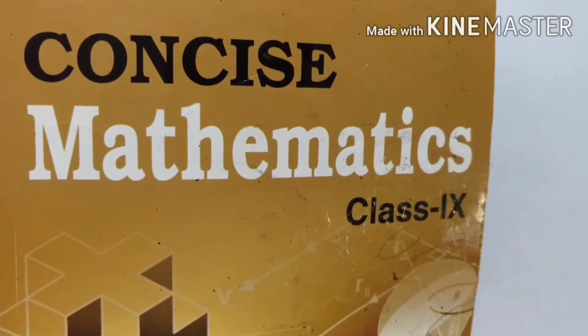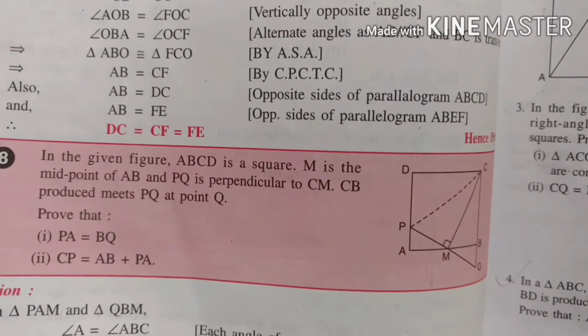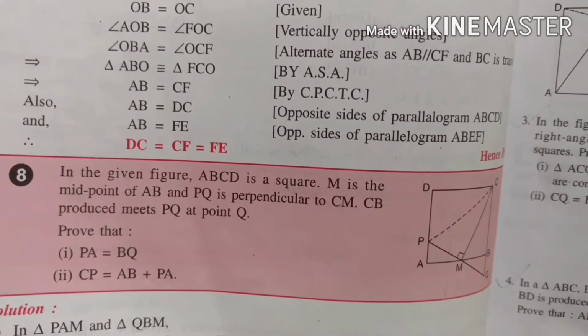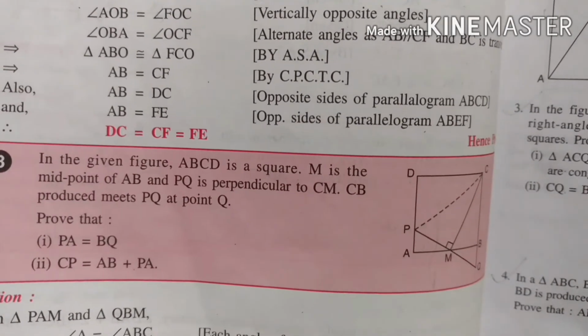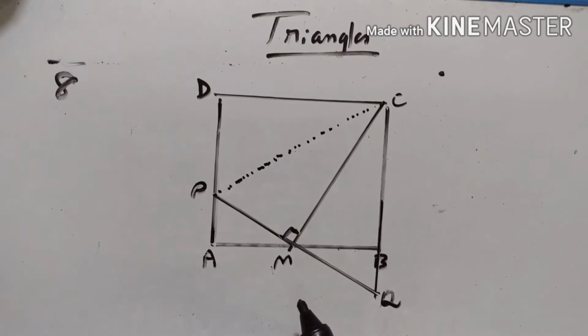Hello students, welcome back. In triangles, only one example sum is left. The 8th one. Let's complete it. Here, what is given?